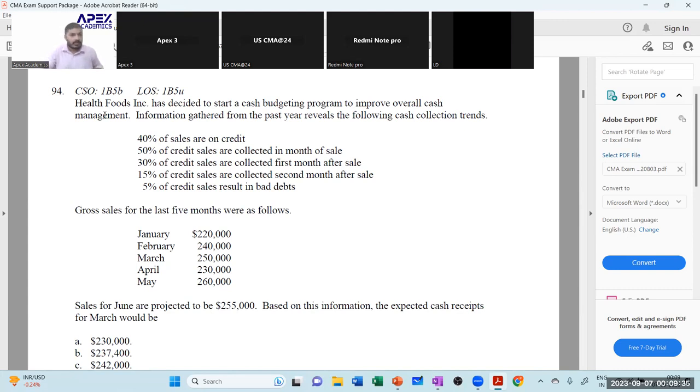Question 94. Health Foods Incorporated had decided to start a cash budgeting program to improve overall cash management. So they are asking you to make a cash budget. Information has been gathered from the past year which reveals the following cash collection trends.